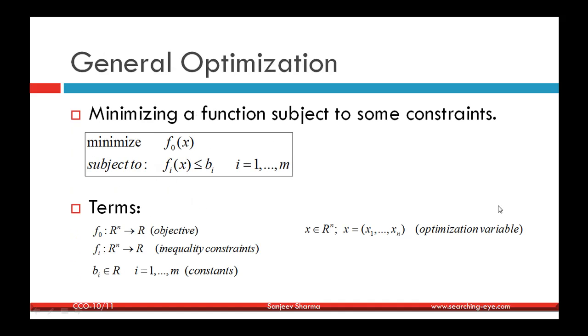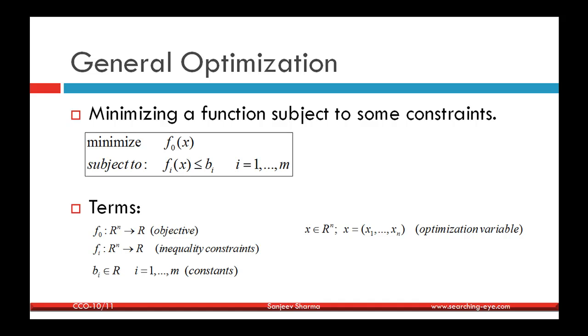So let's begin with the general mathematical optimization. A general mathematical optimization problem is minimizing a function subject to some constraints, where we have to minimize the objective function f naught of x subject to constraints that each fi should be less than or equal to bi. That is, we need to minimize the objective function f naught of x, and we have m constraints that each x that is feasible should satisfy: fi of x is less than or equal to bi, and we have m such constraints. So the overall problem is to minimize f naught of x, subject to the constraints fi of x less than or equal to bi for i equal to 1 to m.